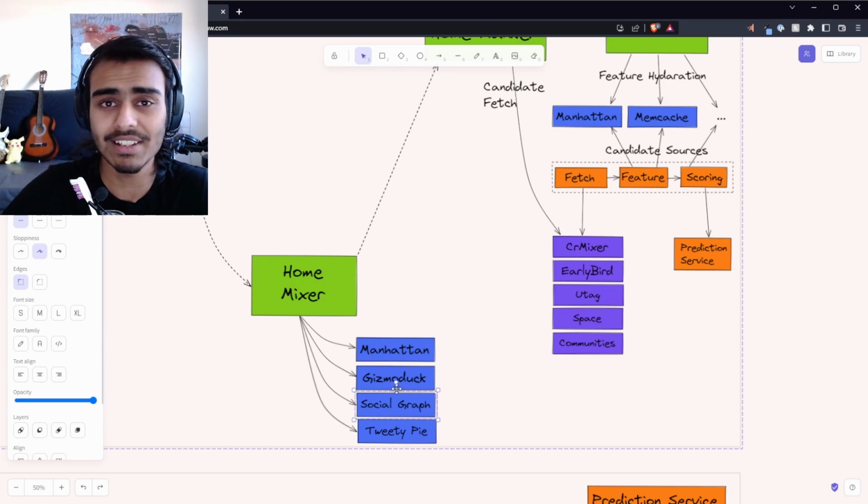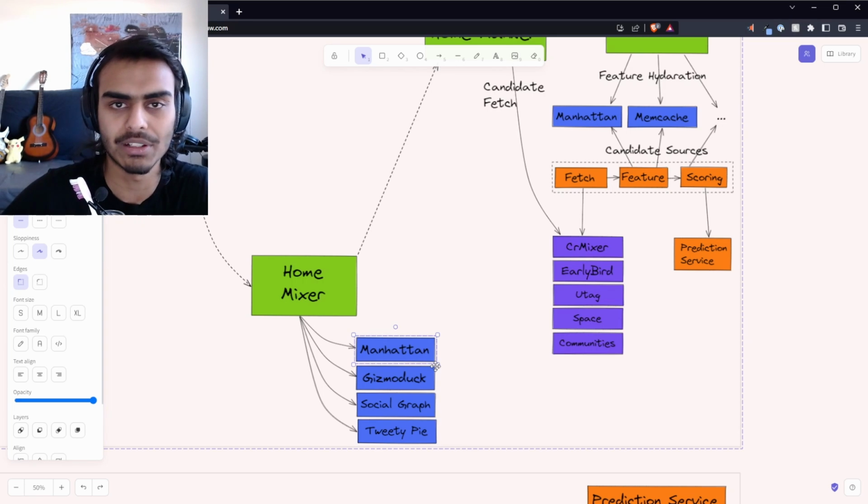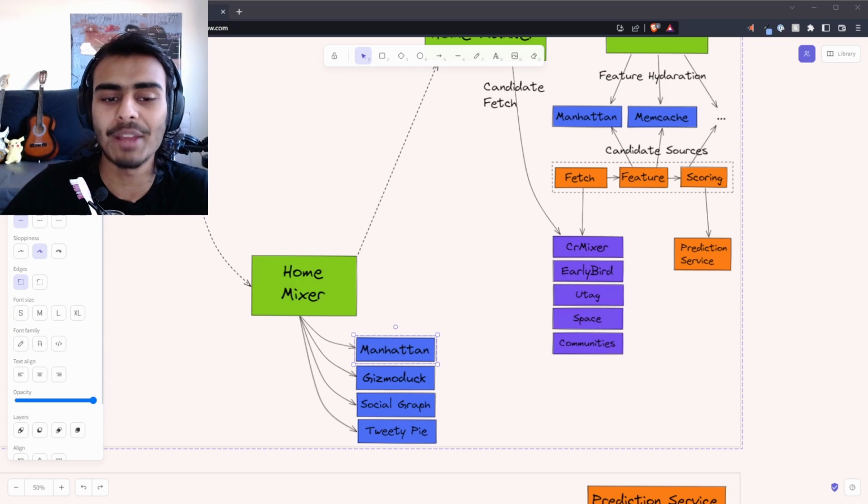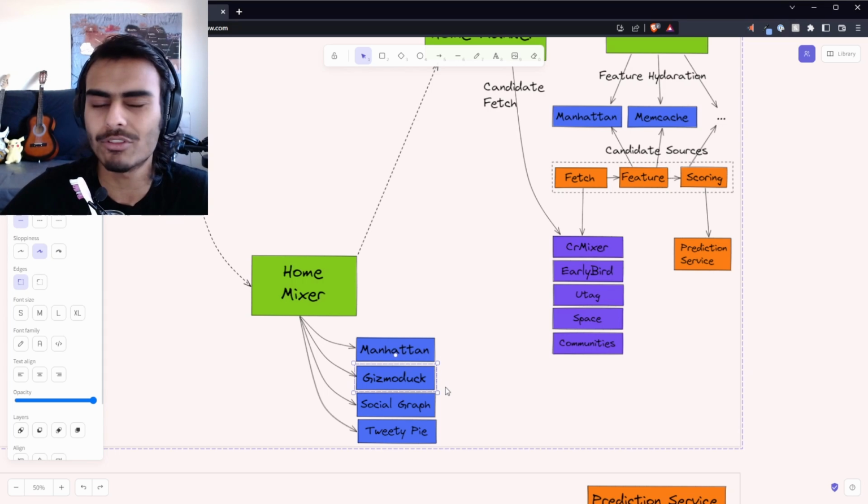These four services here are different databases that Twitter uses. Manhattan is their primary key value data store that is highly distributed and highly scalable. Twitter uses Manhattan to store most of the core data like tweets, users, direct messages, things like that. Gizmoduck, we don't have too much information on, but it's some sort of a service that stores user profiles. Social Graph is pretty straightforward. It's just a graph database that probably connects all the users together. I believe Twitter uses RocksDB for this.